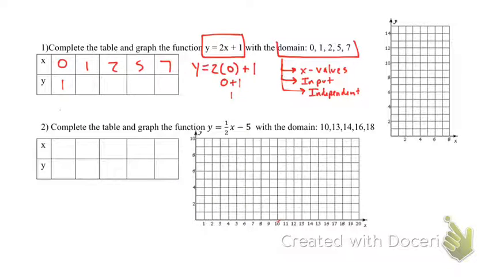And now, because I have the x and y in the first column, this actually can be turned into a point, 0, 1. So I'm going to plot 0, 1. Okay, so I put that in my graph.